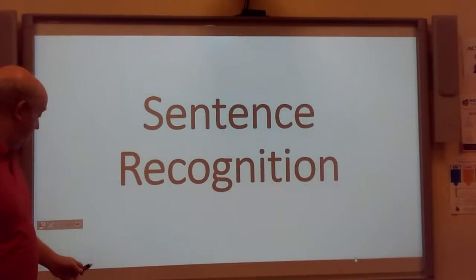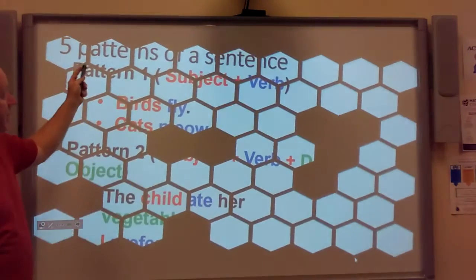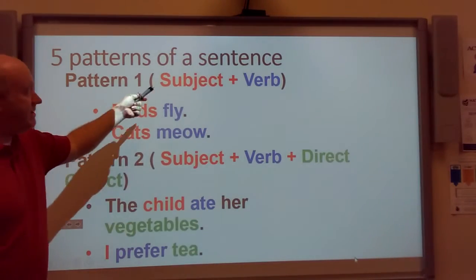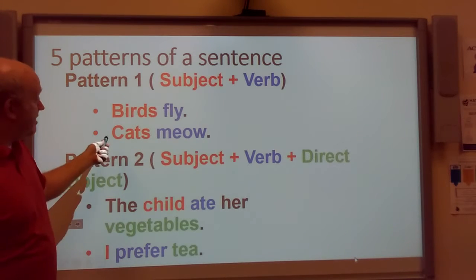Sentence recognition. There are 5 patterns of a sentence. First pattern is just subject and verb. For example, birds fly, cats meow.